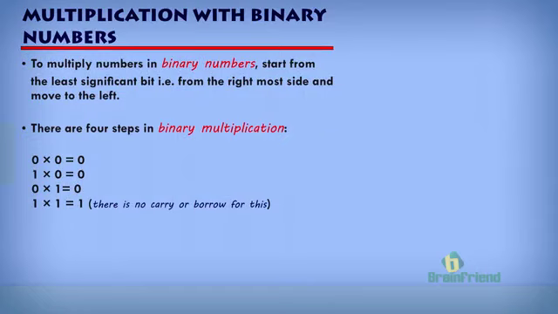To multiply numbers in the binary number system, start from the least significant bit, that is from the rightmost side, and then you move to the left.